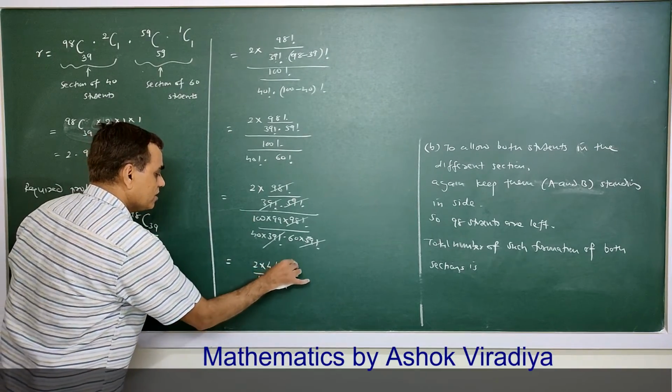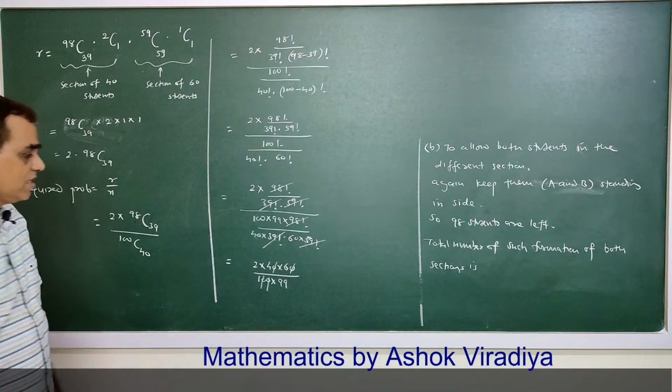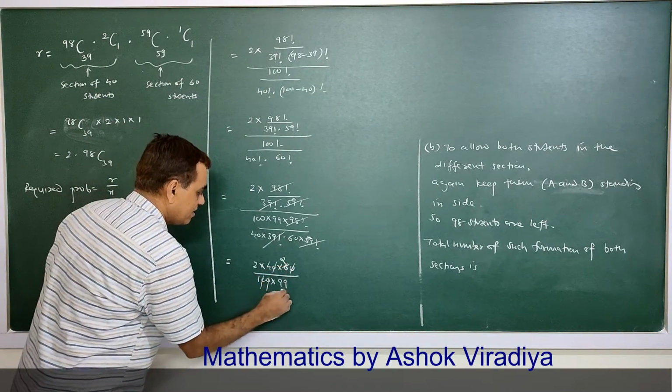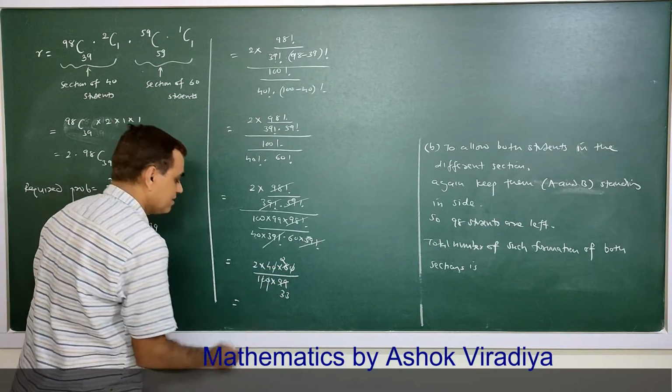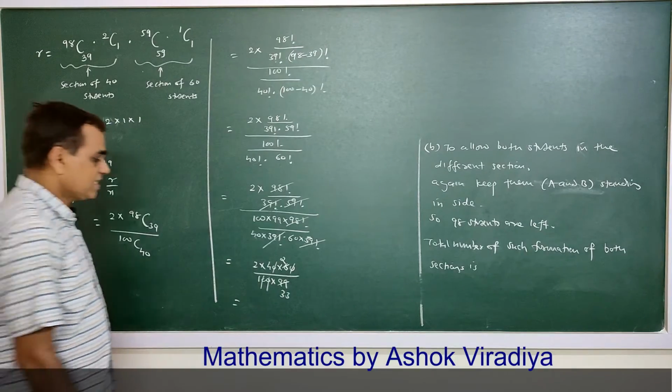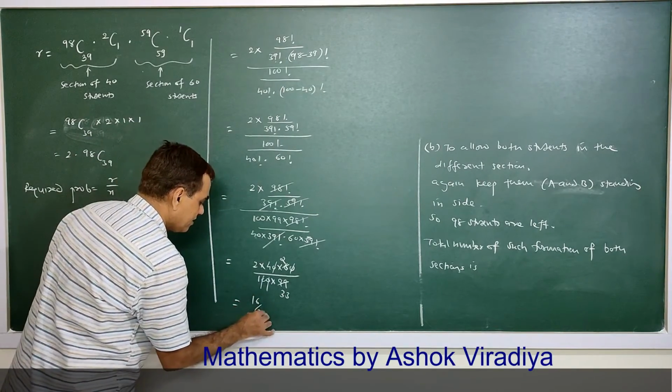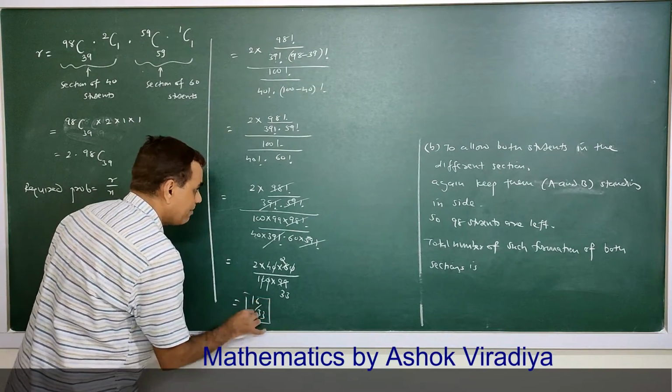0, 0, 0, 0 is cancelled. Here 2 into 3, 6. 33 into 3, 99. So 16 upon 33. This is the required probability.